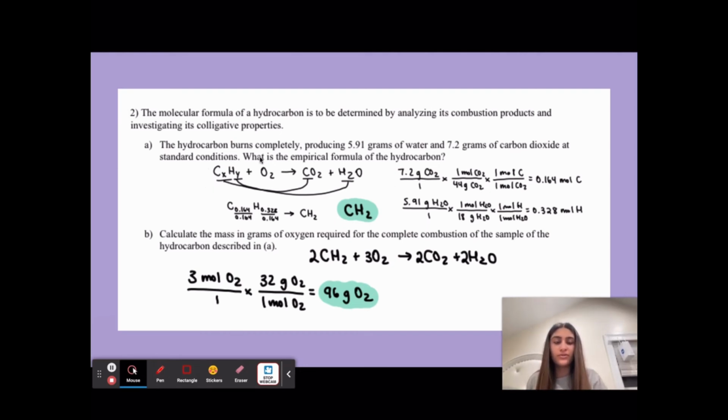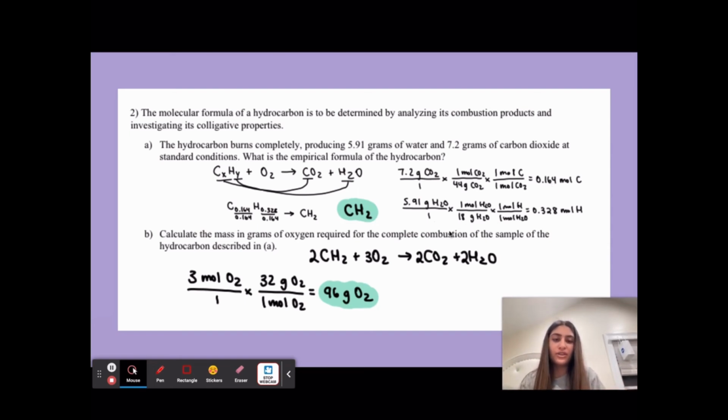To do this, first we have to find the number of moles of carbon and the number of moles of hydrogen within the reaction. So we do 7.2 grams of carbon dioxide, and then 1 mole of carbon dioxide would be 44 grams. So we multiply that by 44 grams of carbon dioxide to cancel out the grams. And within that 1 mole of carbon dioxide, there's 1 mole of carbon. To get the moles of carbon, that just has to be on top because we want to be in moles of carbon.